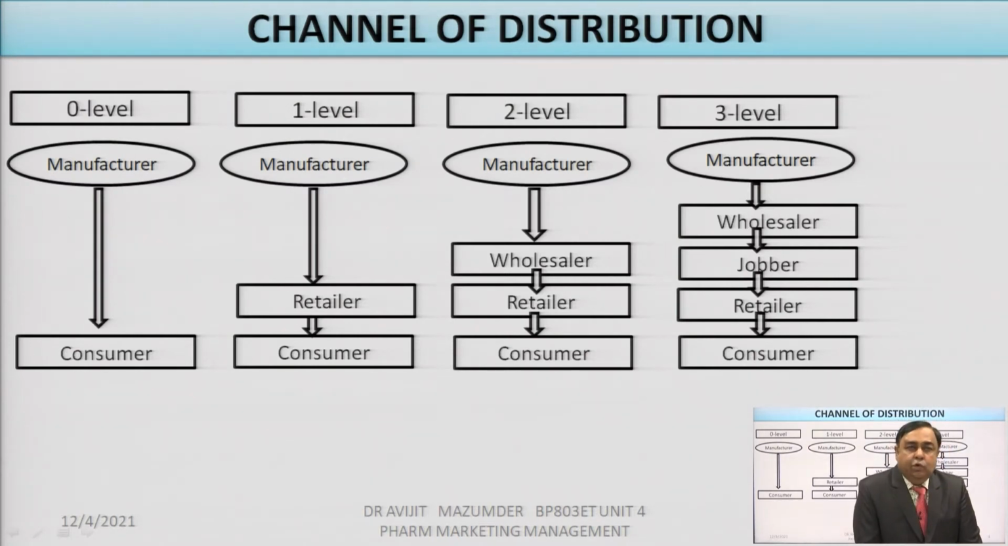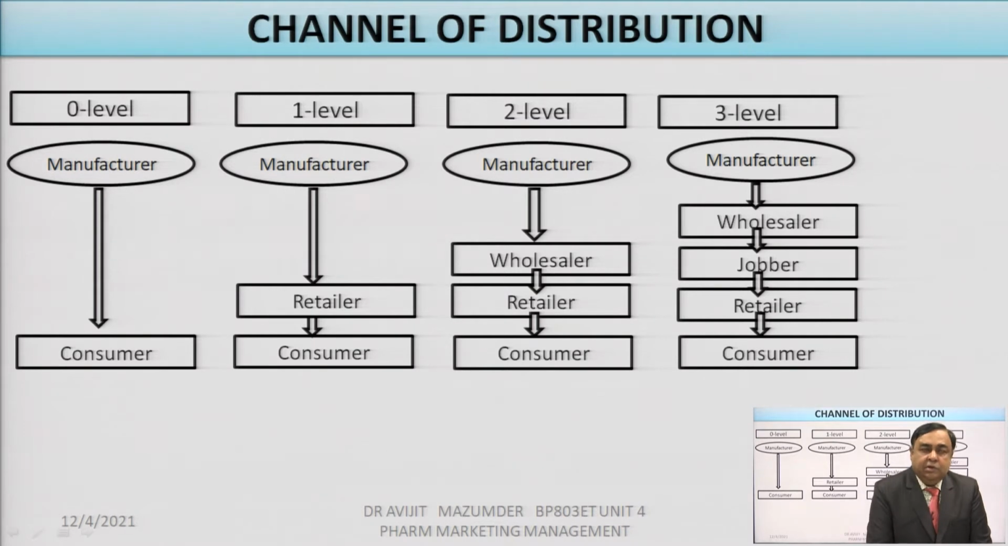Now, as I told you in a previous class, the channel of distribution can be zero level, where the manufacturer directly caters to the customers. It can be a one level process, where the manufacturer goes to the retailer, who finally serves the customers. It can be two level, where the manufacturer first gives to wholesalers who purchase in bulk, then they distribute to a number of retailers, and those retailers service the customers.